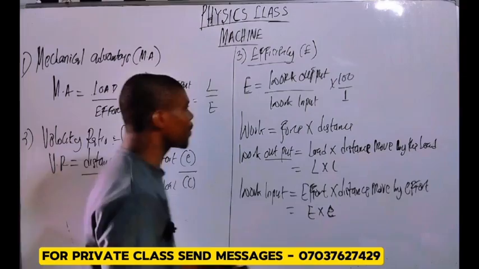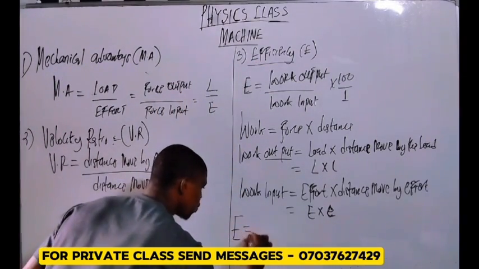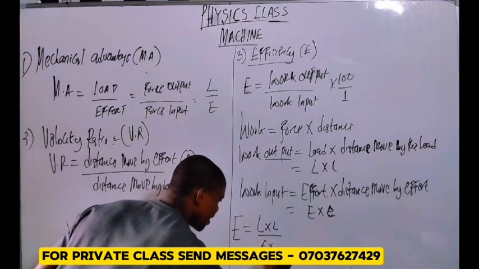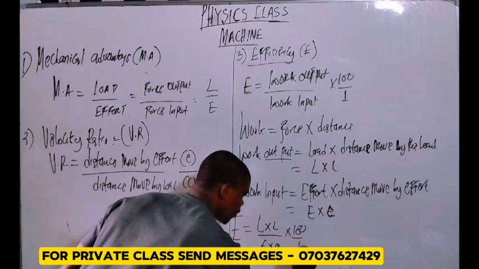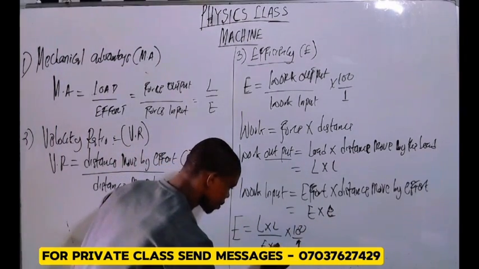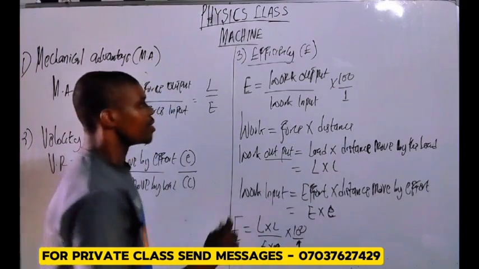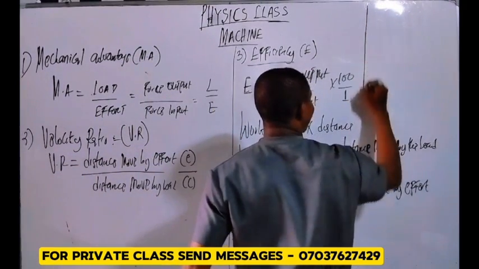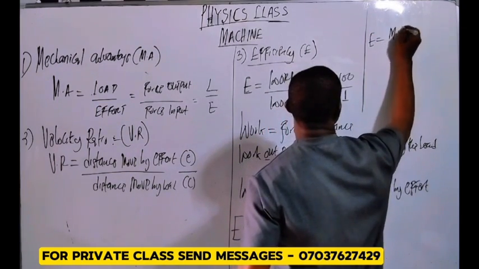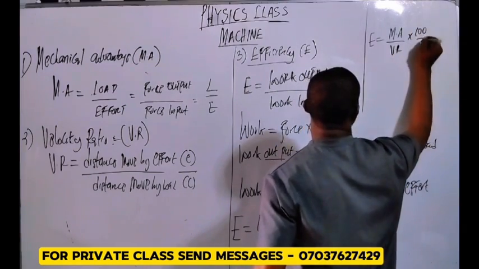So here you can say that my efficiency is equal to L times S_L over E times S_E times 100 over 1. Do you understand? That is it. Now you see another formula here: efficiency is equal to mechanical advantage over velocity ratio times 100 over 1. That is it.